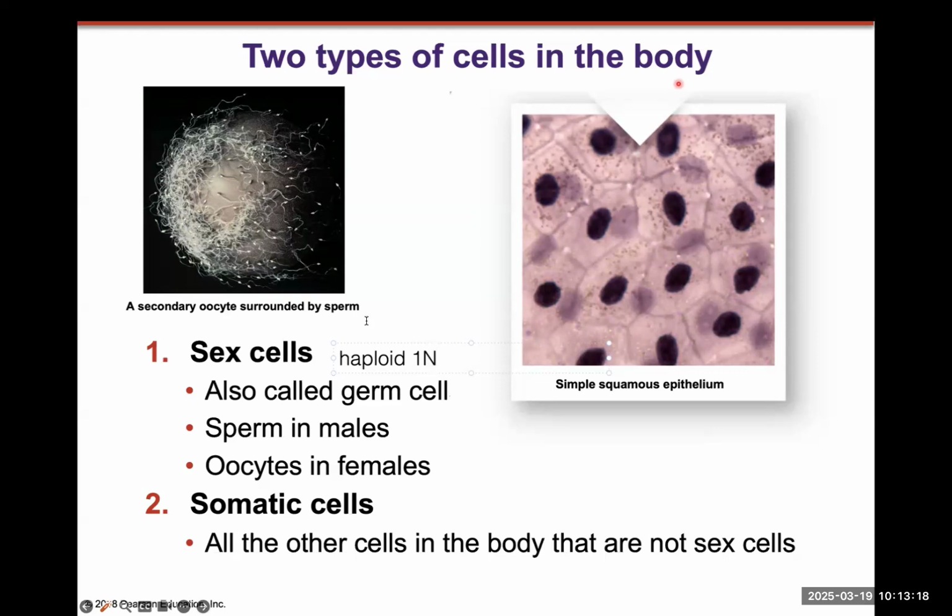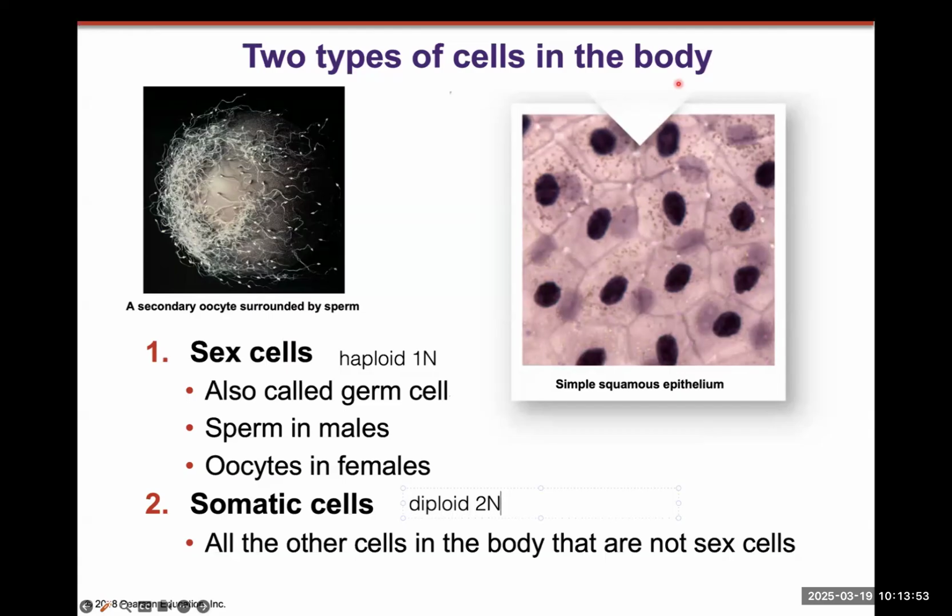I said there were two major kinds of cells in your body. One was the sex cell called the gametes. The other type is called the somatic cells. There's a big difference here: the gametes are going to be haploid or 1N, whereas the somatic cells are going to be diploid, or 2N. So these are the other cells in your body.